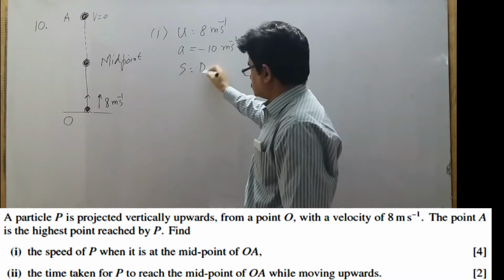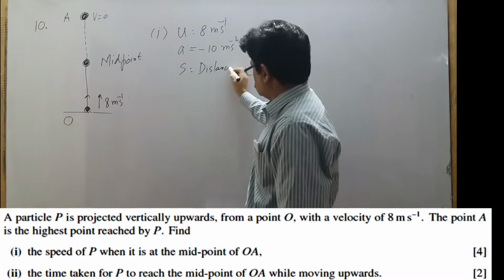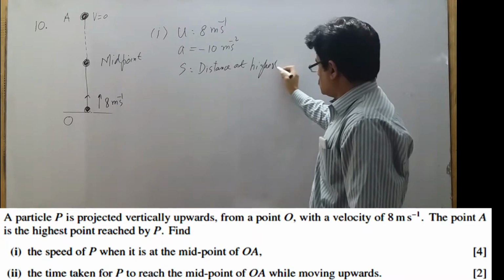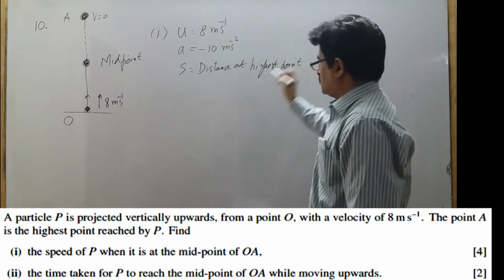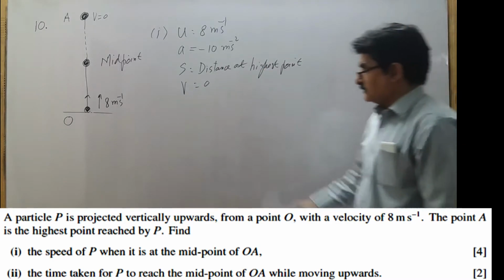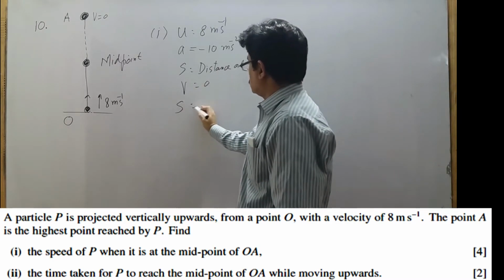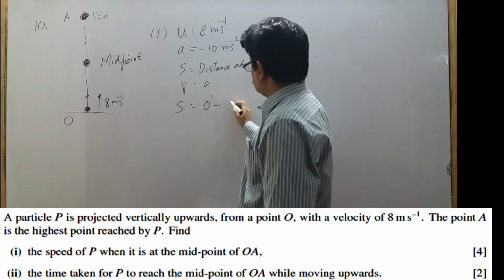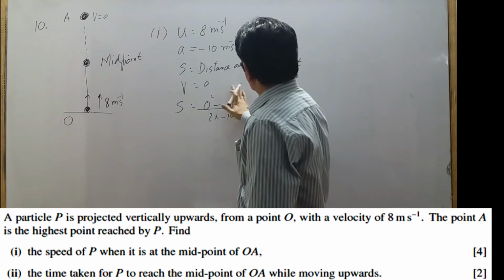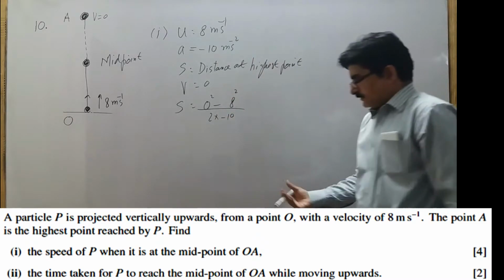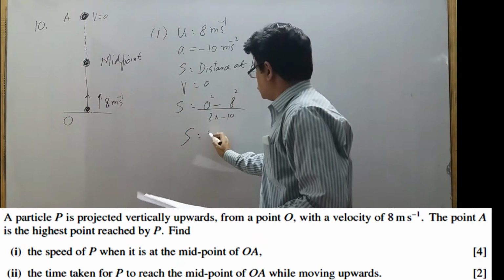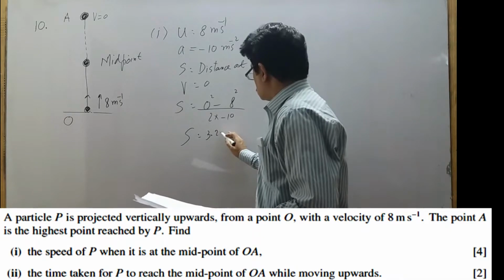S is equal to the distance at the highest point, where v is equal to 0. So we can find the total distance. Now applying the equation of motion, s is equal to v square minus u square over 2 into a. From here we can find the total distance using a calculator. S will be 3.2 meter.